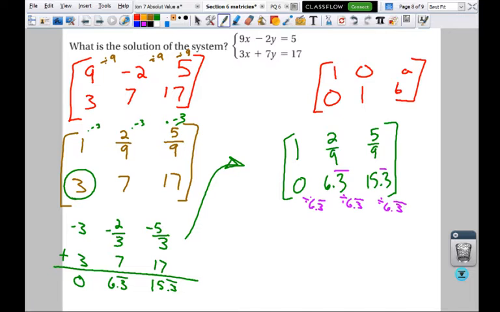Okay, so when I go through and solve these, the top is going to stay the same: 1, 2 over 9, 5 over 9, 0. That's going to be a 1 when I divide it. I just need to figure out what 15.3 repeating divided by 6.3 repeating is. Desmos is kind of annoying, but we can get it.